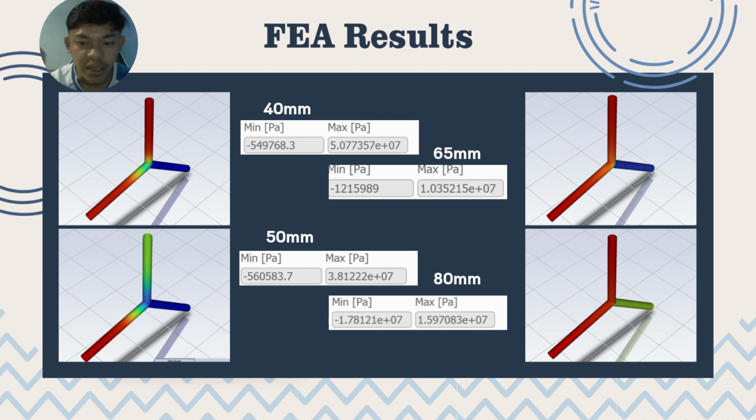So, the analysis was conducted for four different pipe diameters, which are 40 mm, 50 mm, 65 mm, and 80 mm. From the FEA simulation, we evaluate the stress distribution and deformation behavior of the branch pipe structure under the applied pressure loading. The results show that the highest stress concentration occurs around the junction area because this region experiences complex loading due to the change in geometry and fluid interaction. This indicates that the junction area is the most critical part of the pipe design and requires detailed analysis to ensure structural safety.